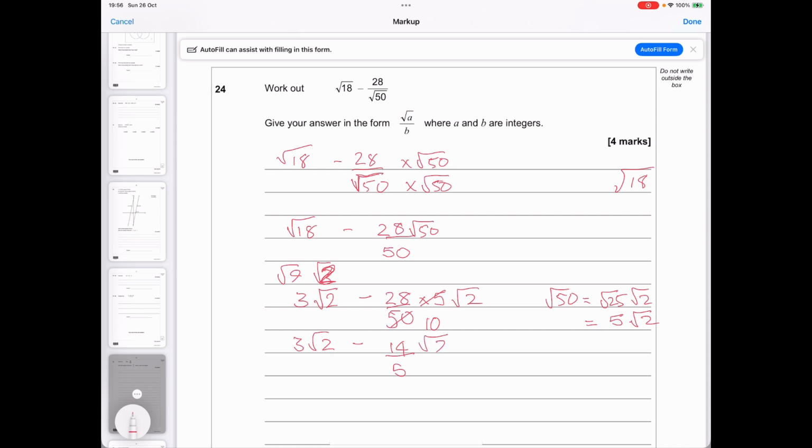root 2, and that would be 15 over 5 root 2 minus 14 over 5 root 2, which actually equals root 2 over 5, or 1/5 root 2. So that would be how I would do that, and we know that a equals 2 and b equals 5.